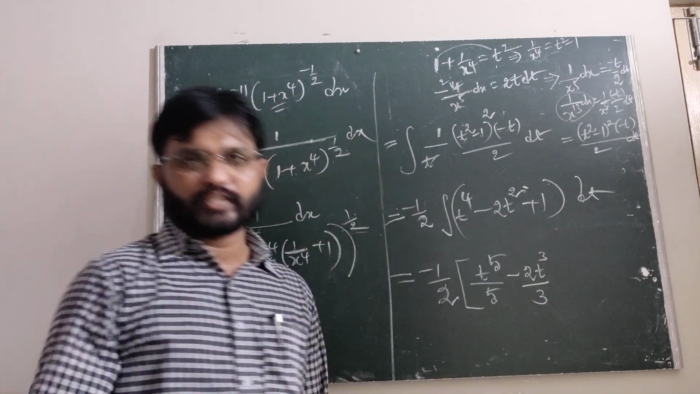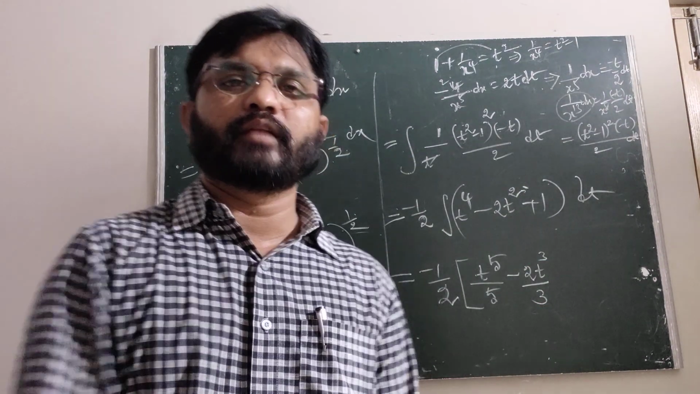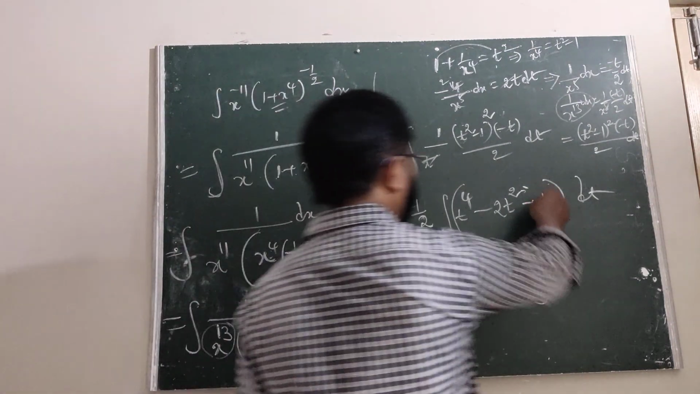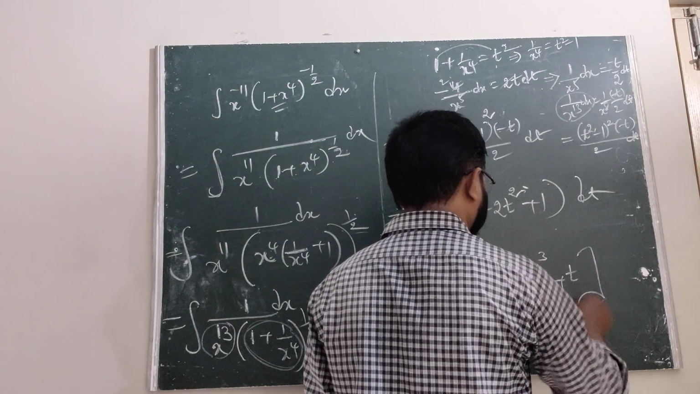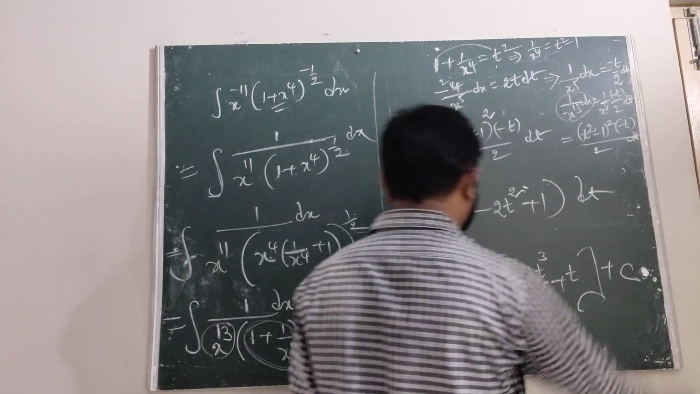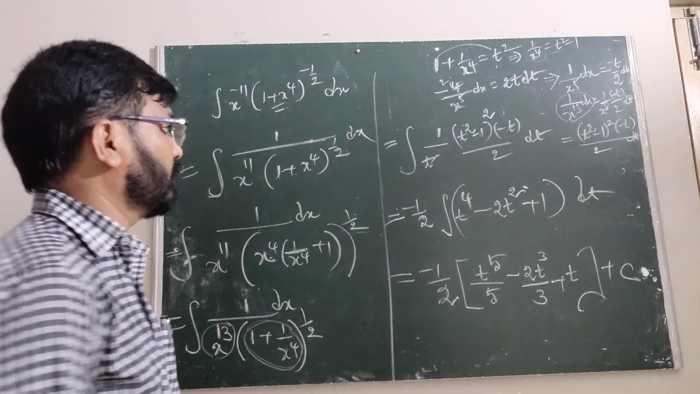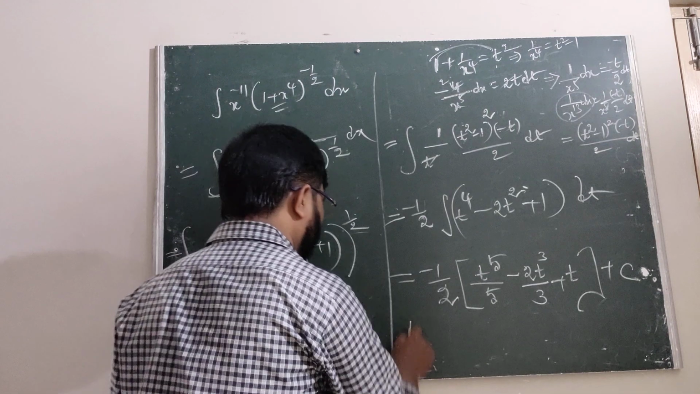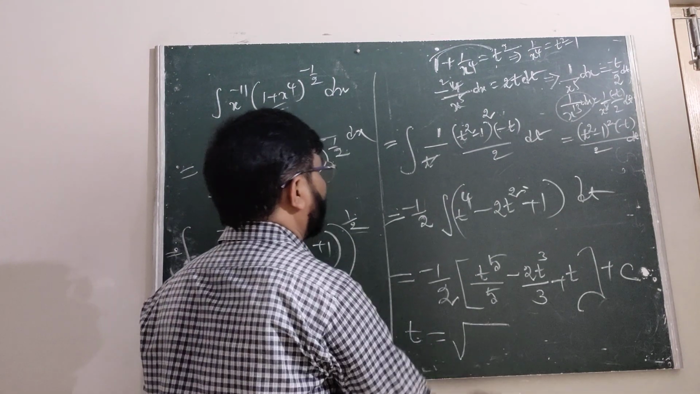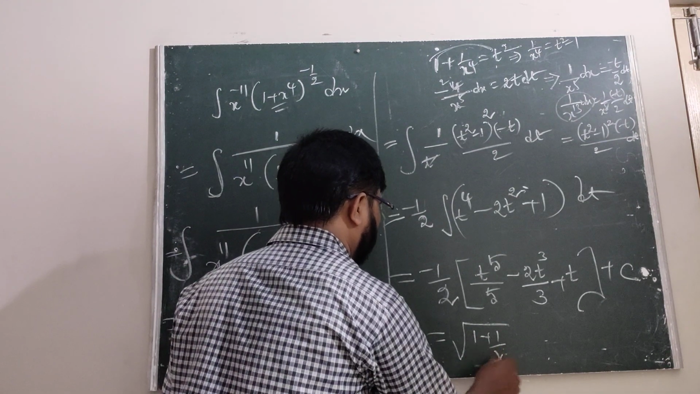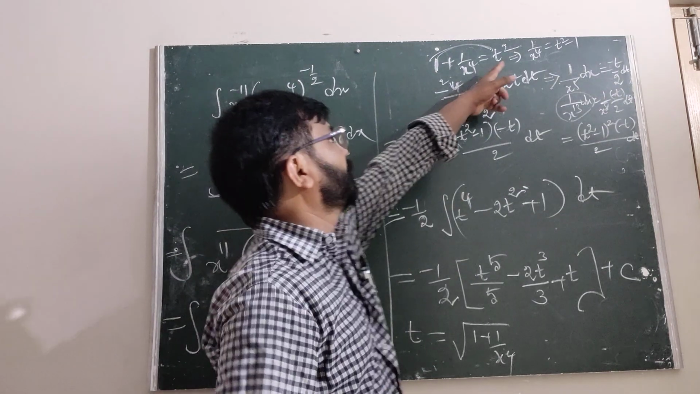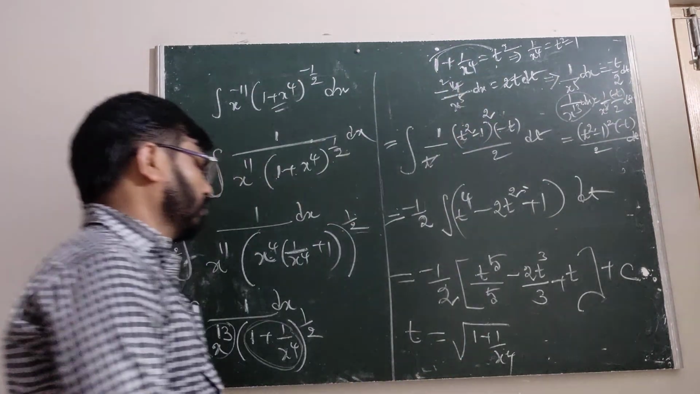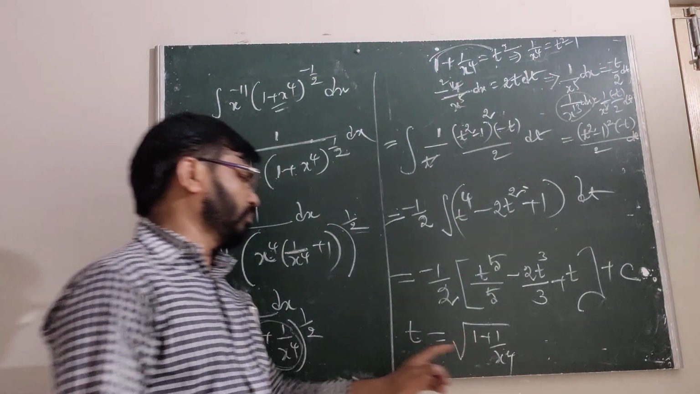What is the integral of x power n? x power n plus 1 upon n plus 1. Now the integral of 1 is t. Therefore plus c, where t is the root of 1 plus 1 by x power 4. What is t here? Root of 1 plus 1 by x power 4.